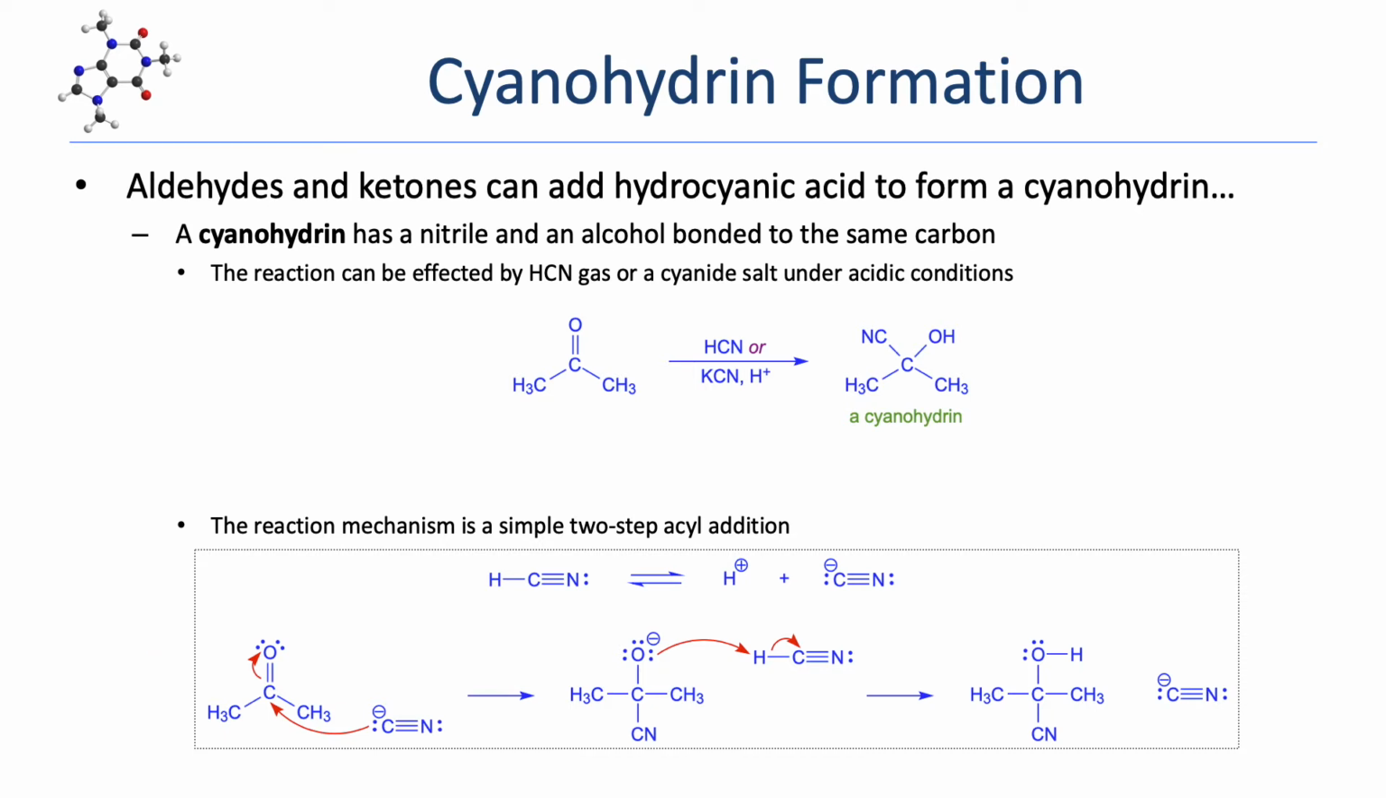The cyanohydrin reaction is actually reversible. Under basic conditions, the reverse mechanism occurs. A strong base would deprotonate the alcohol to form an alkoxide, which would then collapse to form the pi bond, expelling cyanide and reforming a carbonyl.